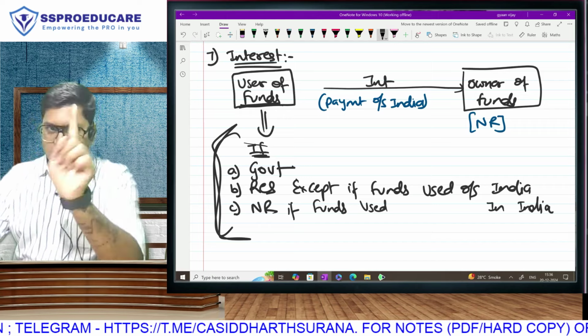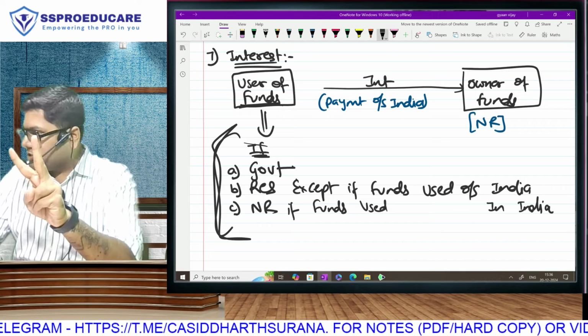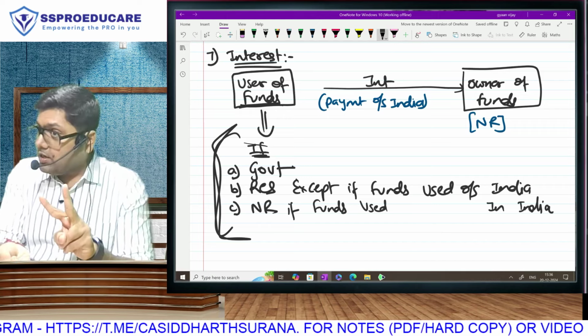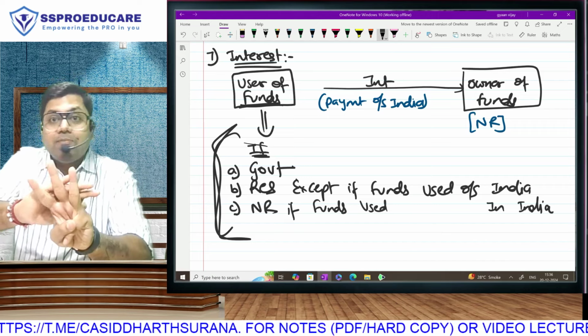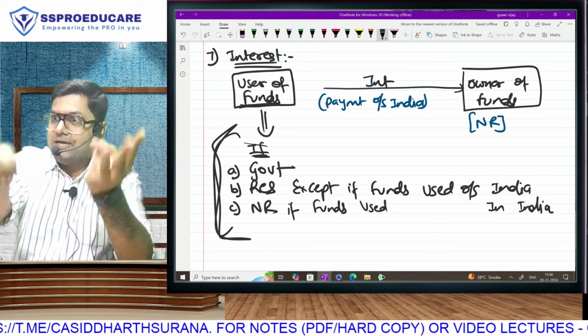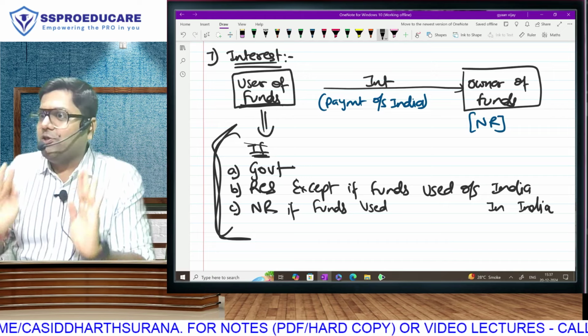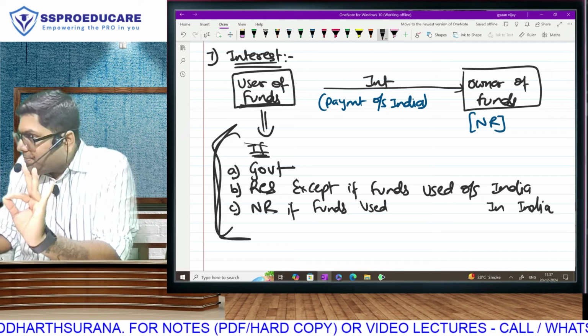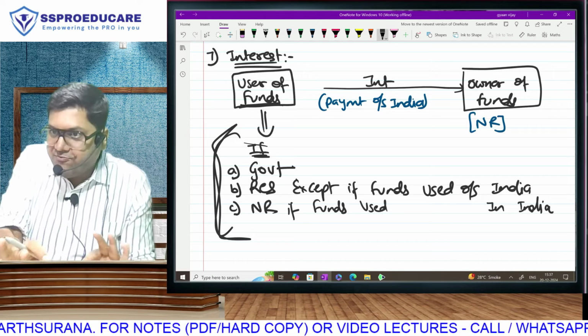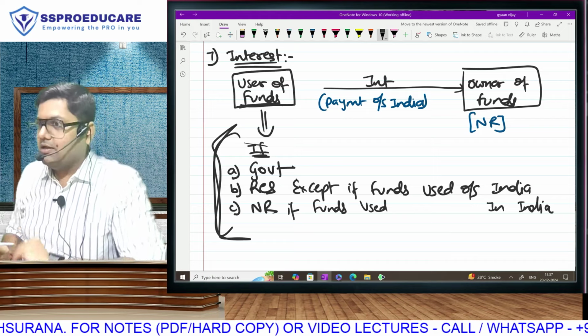Government is paying, assume that it is in India. Resident is paying, normal assumption is in India. But if used outside India, remove it. Non-resident is paying, normal assumption is outside India. But we will take it only if used in India. So at the end of the day, everyone has understood that the place of utilization of my funds will decide my income.